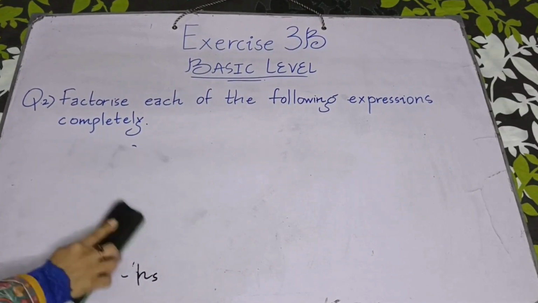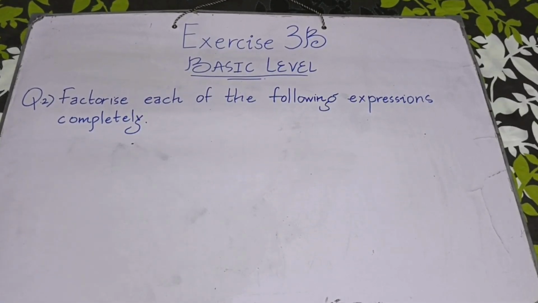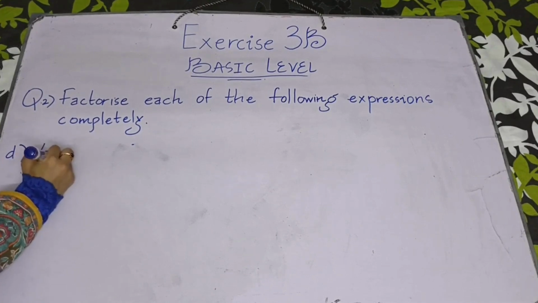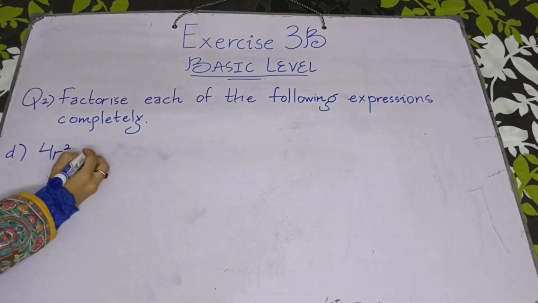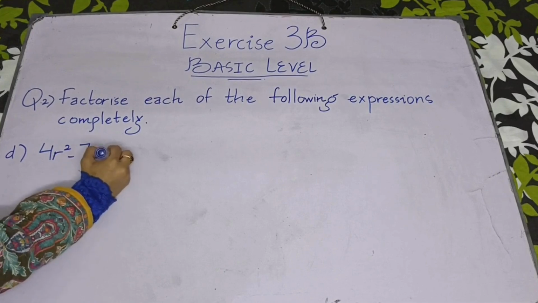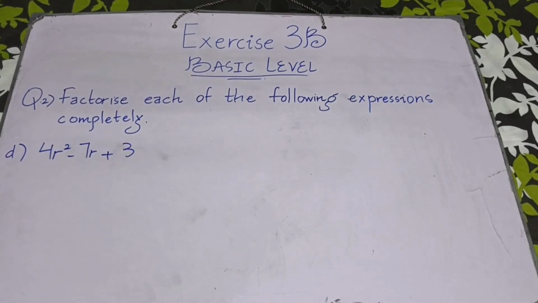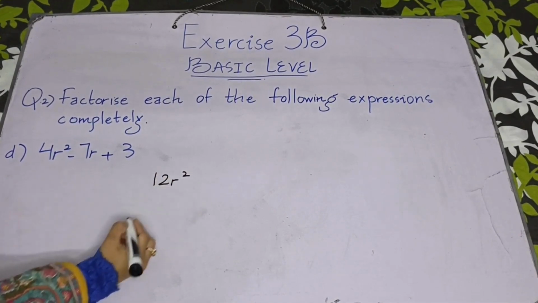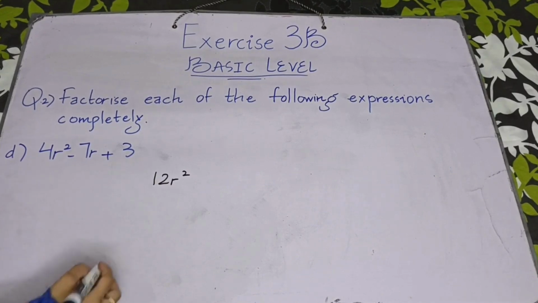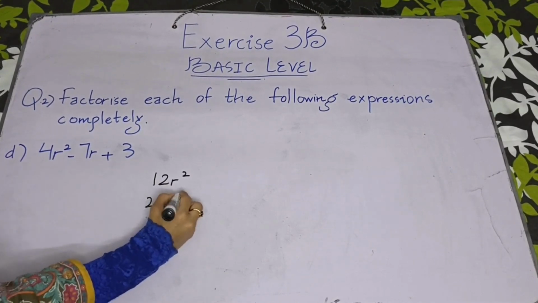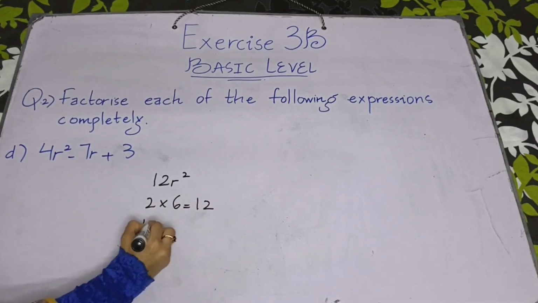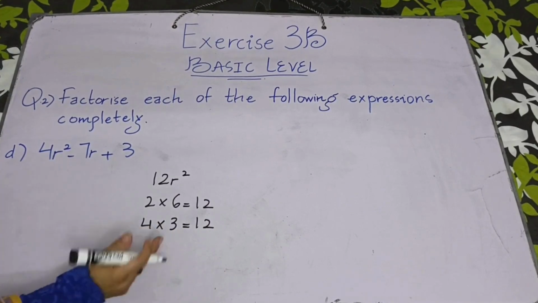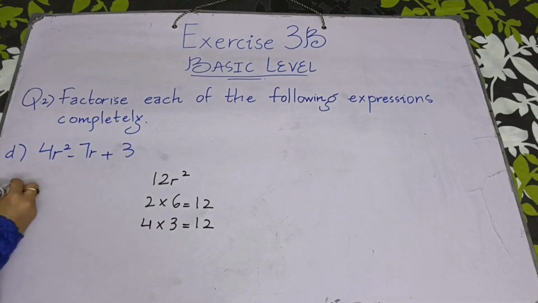Now, question number 2, part D. Part D says 4r square minus 7r plus 3. Again, multiply first and last. We will get 12r square. 12 comes in which times table? 6 times 2 is 12. 4 times 3 is 12. Which two numbers will be added to make 7? 4 and 3 will make 7, so we can take these numbers.